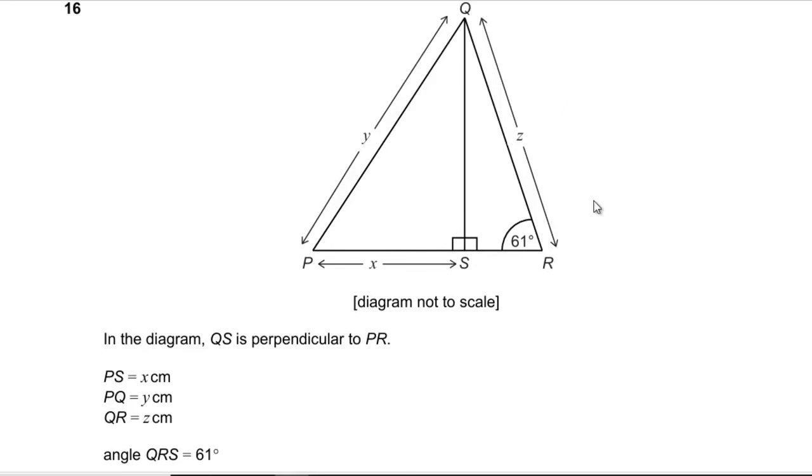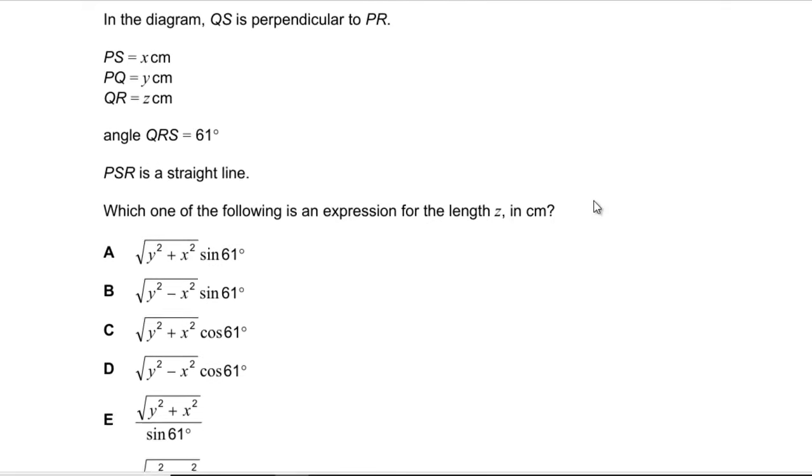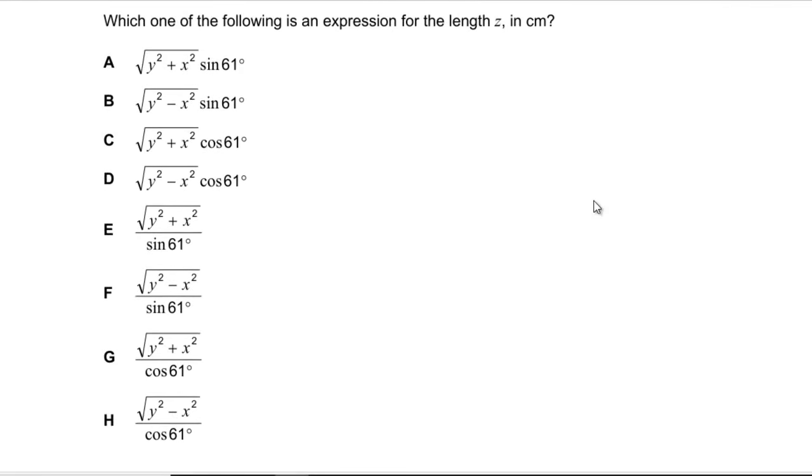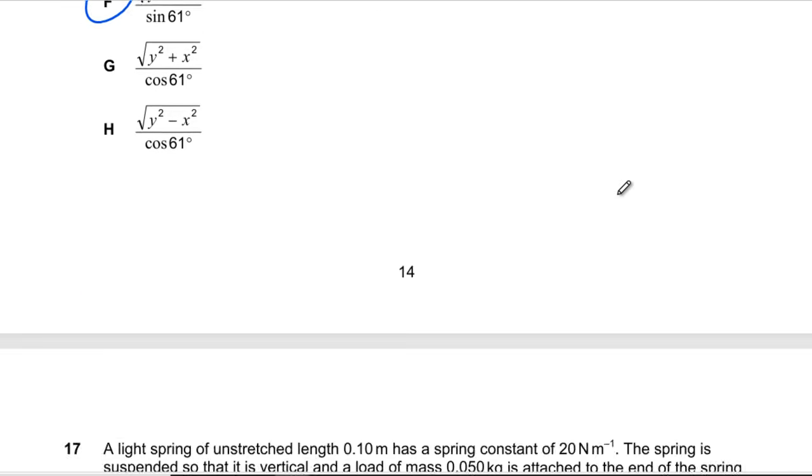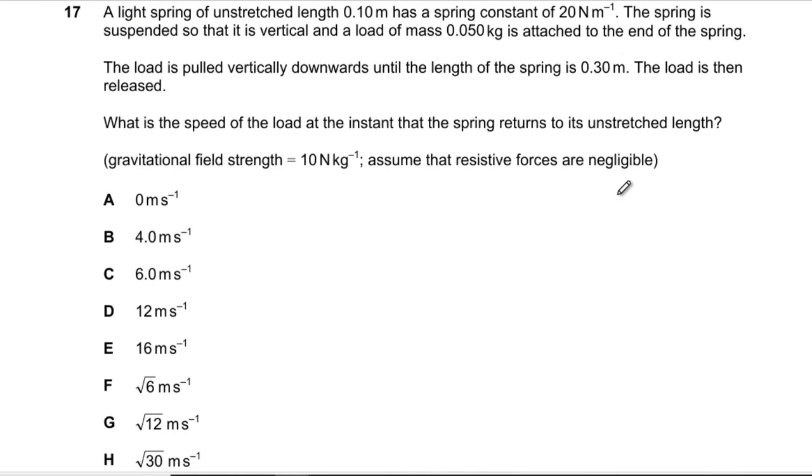Right, so what we got then? Z sine 61 is equal to H. And the H is the square root of y squared minus x squared. So I want to do y squared minus x squared divided by sine of 61. F. Okay. 17. Light spring, unstretched length 0.1 meters, spring constant of that.